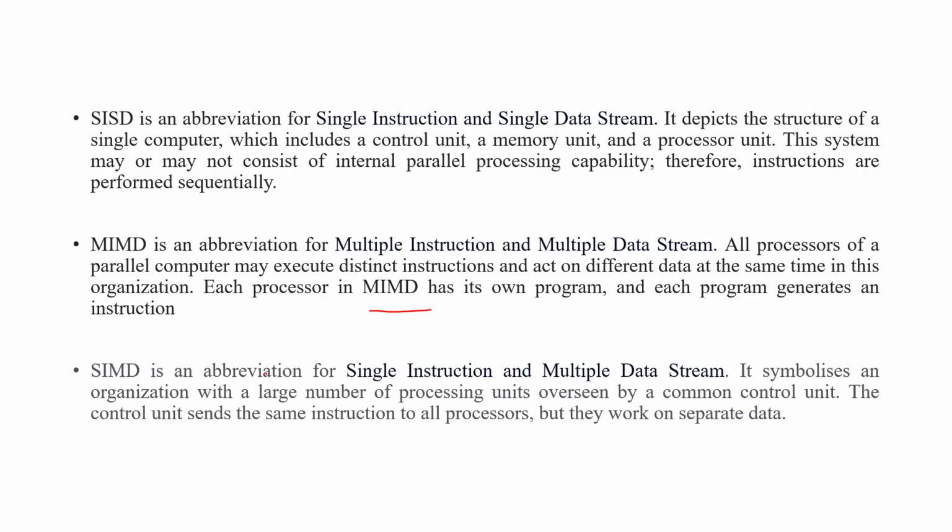Okay, what is SIMD? SIMD is the abbreviation for single instruction and multiple data stream. It symbolizes an organization with a large number of processing units overseen by a common control unit. The control unit sends the same instruction to all the processors, but they work on separate data.